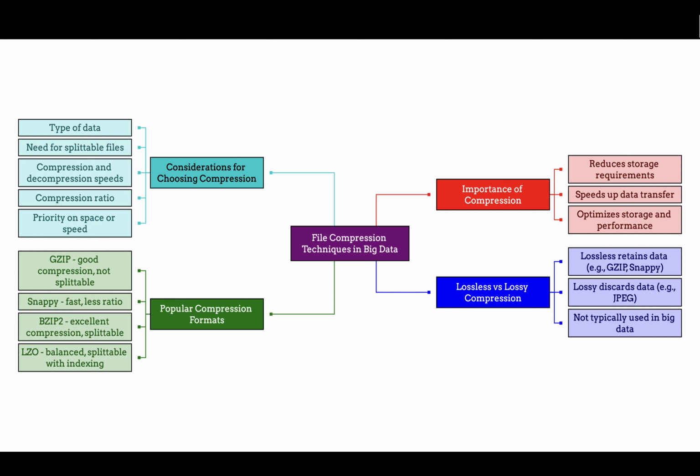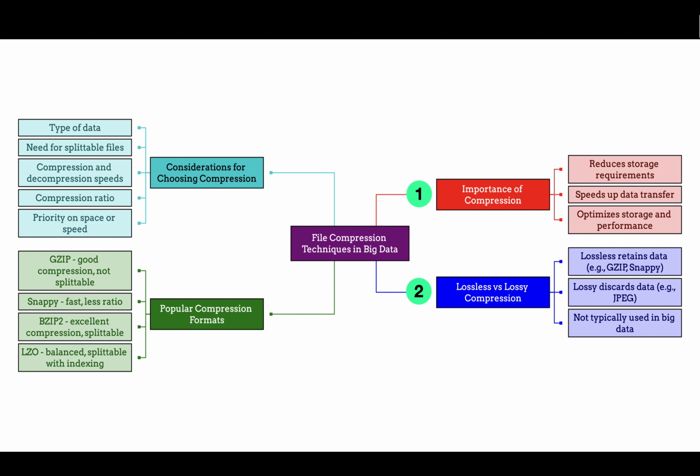File compression techniques in big data. 1. Importance of compression. In big data, file compression is crucial for reducing storage requirements and speeding up data transfer across the network. It helps in optimizing the storage and improving the performance of big data applications.